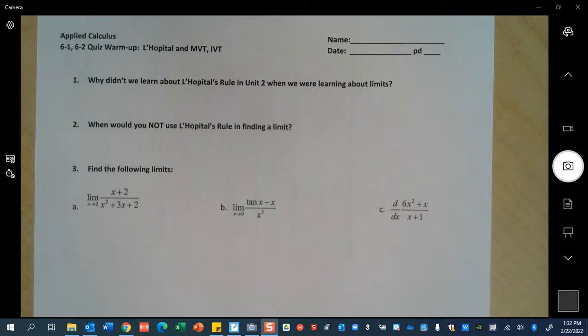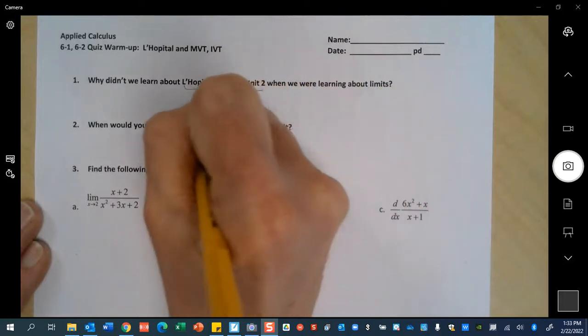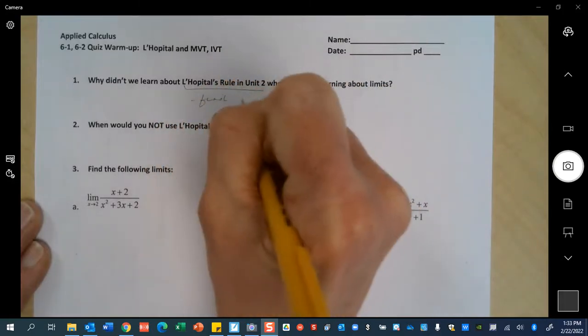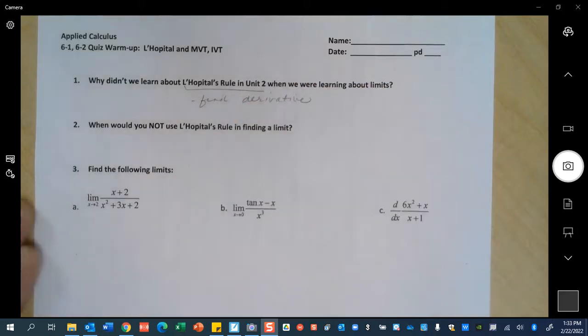But that's not what you said before. We didn't know how to do what? We were finding the limits. We were studying indeterminate limits. We didn't know how to find the derivative. So for L'Hopital's rule, you need to know how to find the derivative. And guess what? We didn't know how to do that until units 3 and 4.